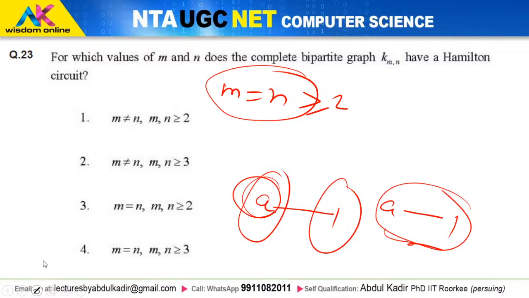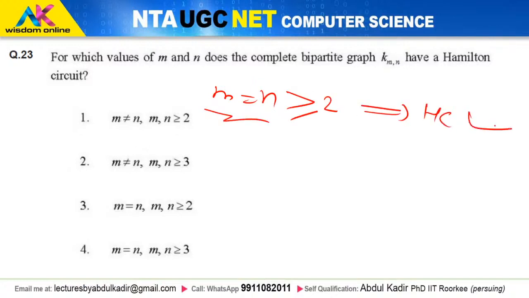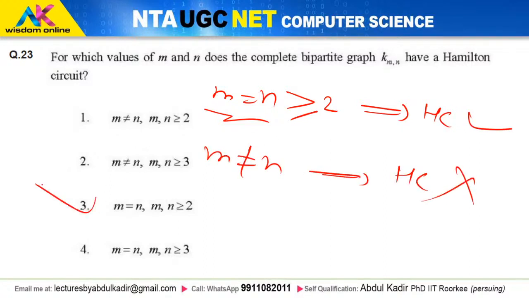So that's why we can say that when m equal to n and both are greater than or equal to 2, then a Hamiltonian circuit will exist. When m is not equal to n, then a Hamiltonian circuit will not exist. So the answer will be option 3 and option 4, both are correct.